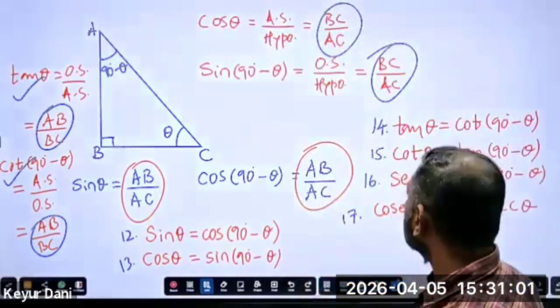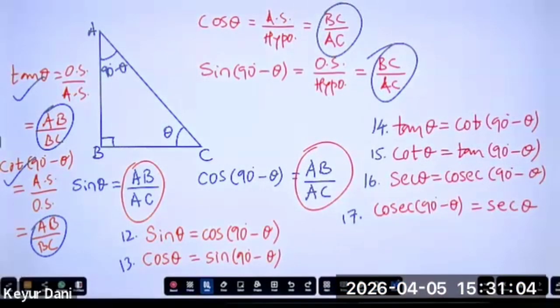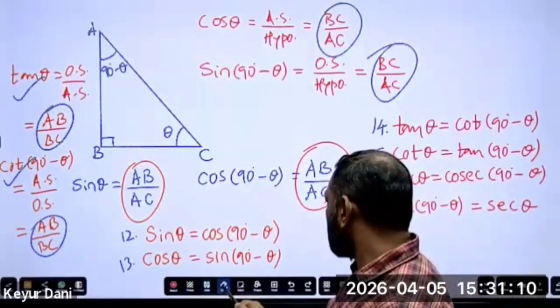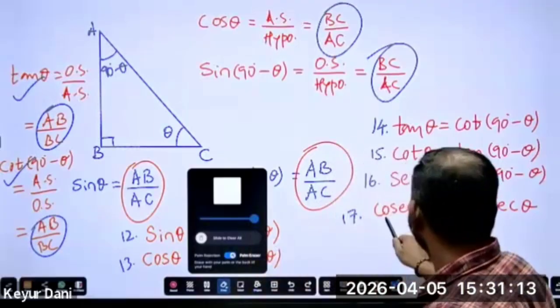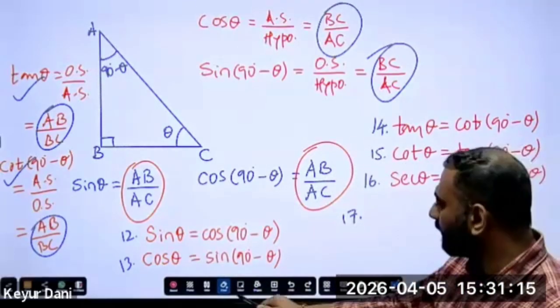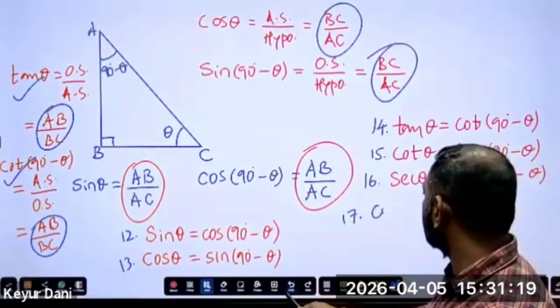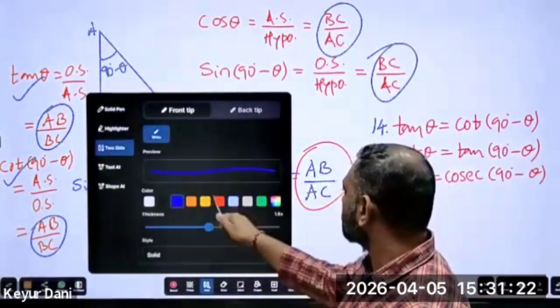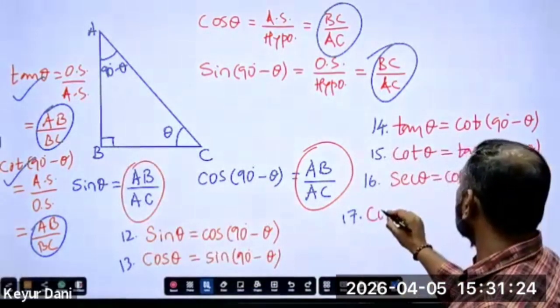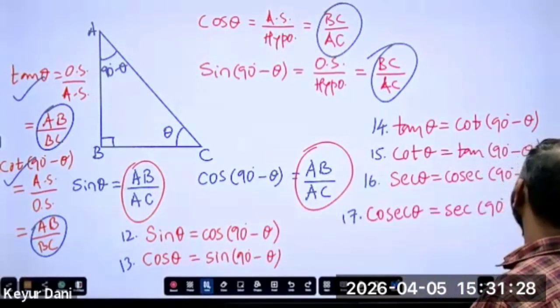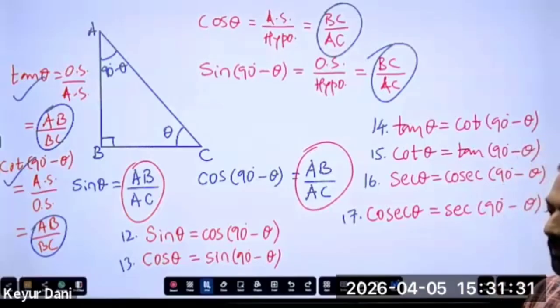You first write down, then we can go for this. Complete this. Oh, I think I wrote the same formula again. Just a minute. One small correction. What will be this formula? Tell me. What can we write for this formula? Cosec theta will be equal to sec 90 minus theta. 17 will be this. Okay.